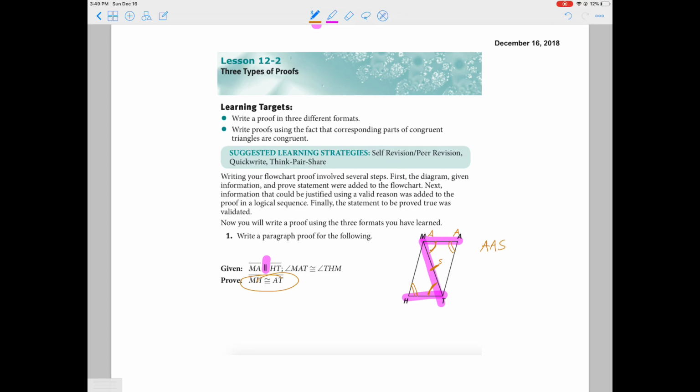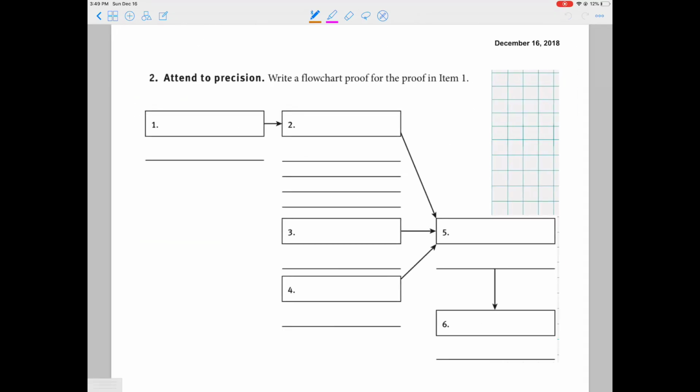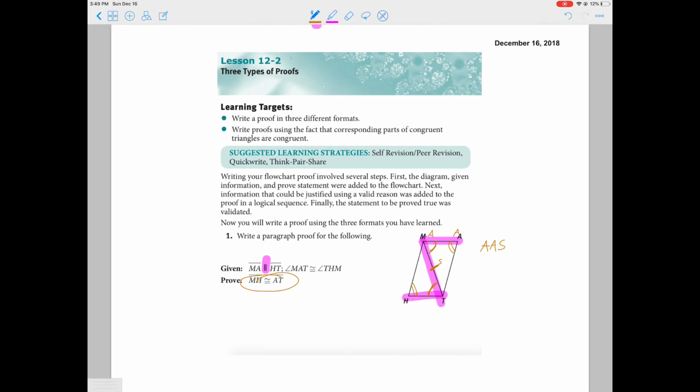So we could try to write the paragraph first, and it would look something like this. We know, so we were given MA is parallel to HT, which by the alternate interior angle theorem, or you could just even say, because we know alternate interior angles of parallel lines are congruent, that means angle, and we do have to use the full name here, so angle AMT is congruent to angle HTM.